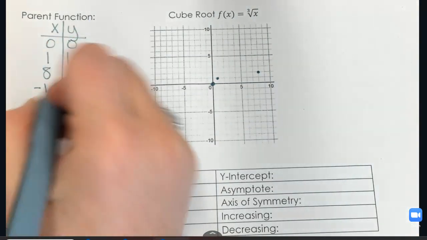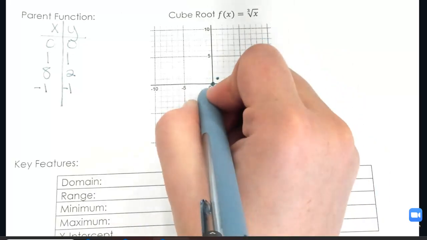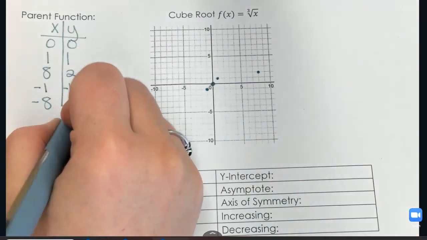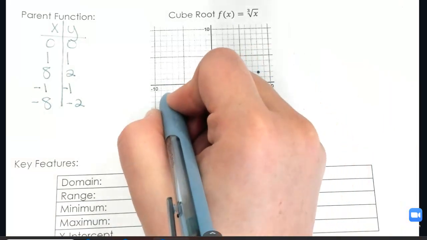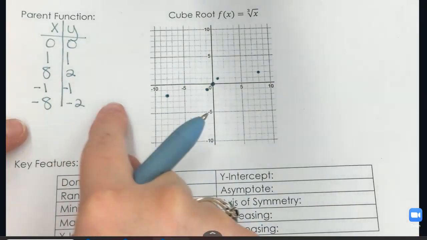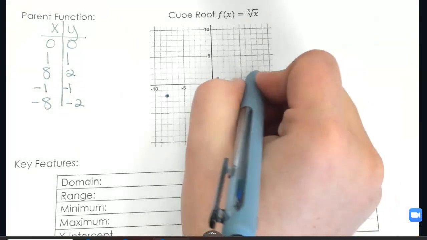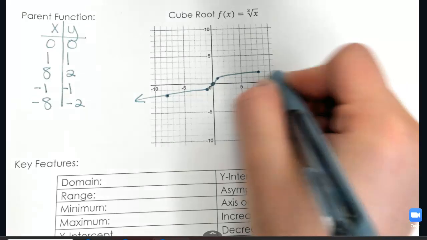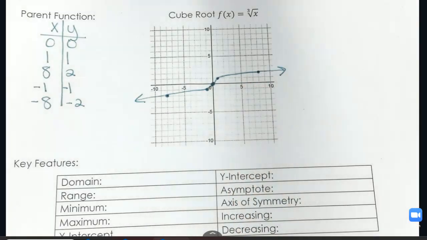And then I can also do negative 1. The cube root of negative 1 is negative 1. And then my next perfect cube is negative 8. The cube root of negative 8 is negative 2. So these are switched, those 2 points, the 8s and the 2s, from when we had our cubic function. So it's got a similar looking shape, but it's kind of like it's been flipped on its side.